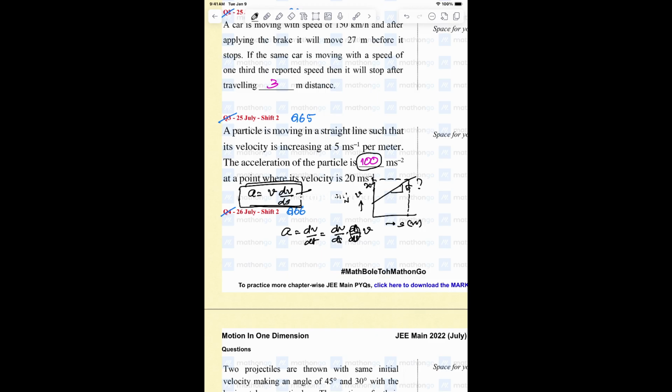Now, dv by ds is the slope of the velocity-displacement graph, which in this case is given as constant, equal to 5. This particular slope value is 5. And the velocity at the point where you want the acceleration is given as 20. Therefore, 20 into 5 is 100. 100 is the acceleration at that point. Understood? Okay, good. We have covered enough practice questions. You can do your own practice questions some more and get used to solving such graphical questions. Okay.